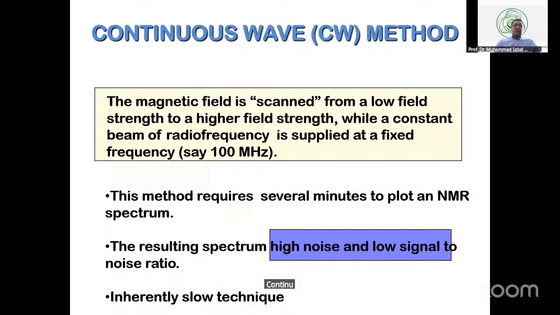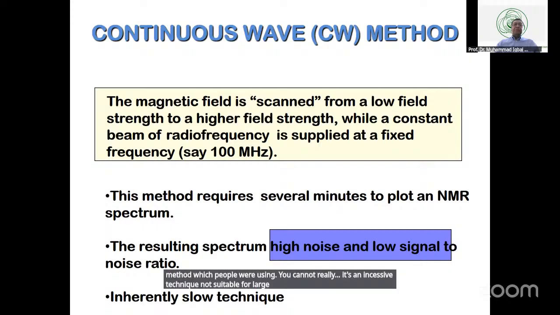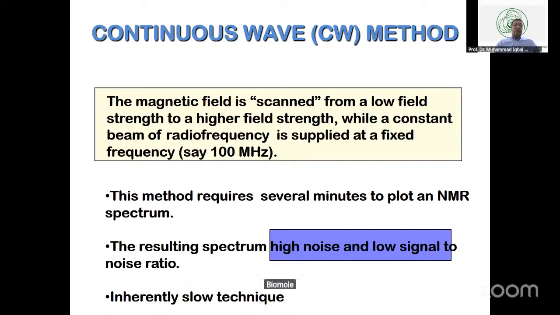And eventually, continuous wave NMR spectroscopy until the 60s was the method which people were using. It's an insensitive technique, not suitable for large molecules, biomolecules, noise was really high because signal to noise ratio is called sensitivity. Remember that NMR machine is trying to detect weak signals.